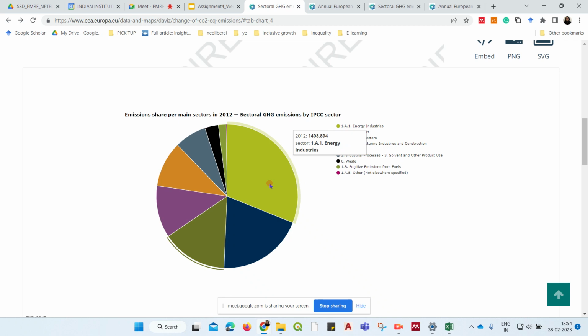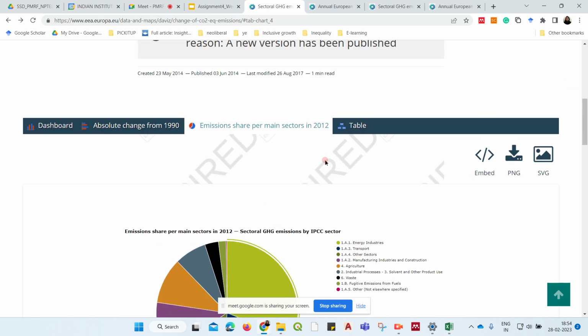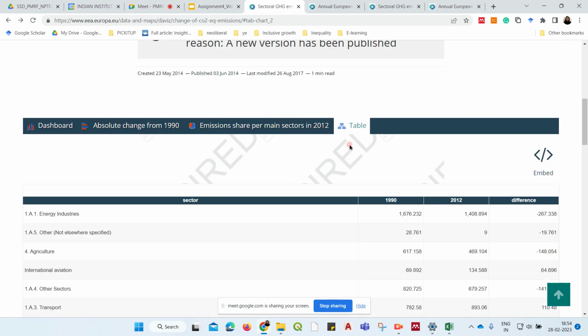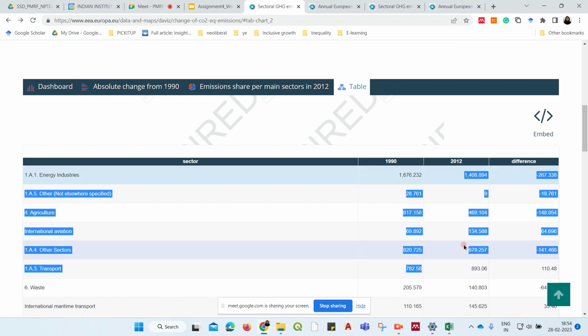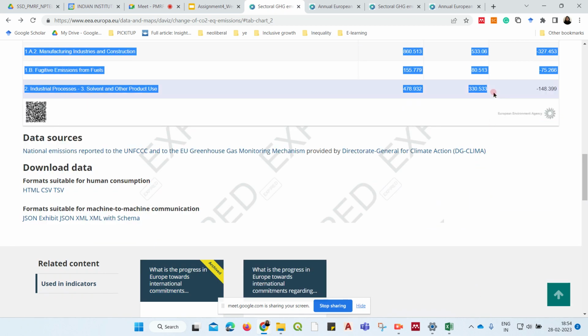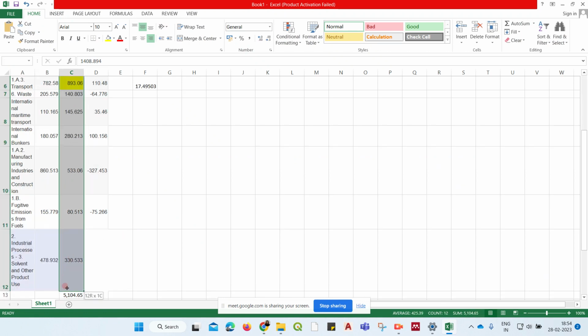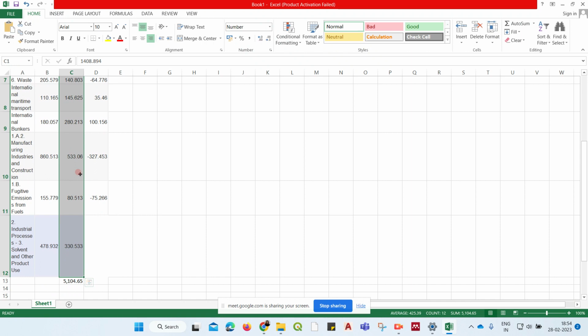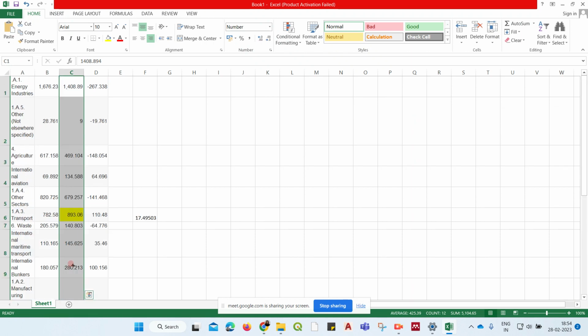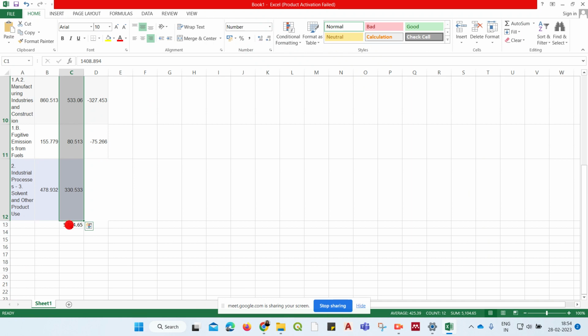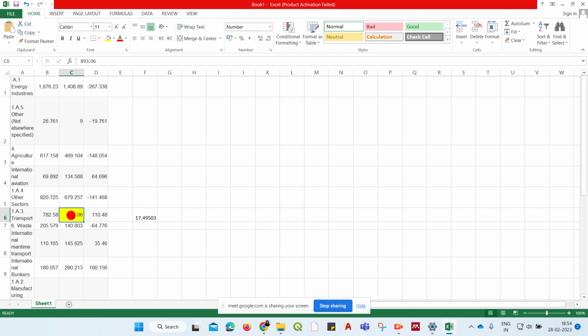But here you are not given in terms of percentage, you are given here in terms of absolute GHG emission. So what you can do here is you can go to the table and you can copy this data from here, and you can go and paste it into Excel, and then you add up the total. So you add up all the GHG emissions from different sources. So this is the total GHG emission, and then you calculate the percentage specifically for transport.